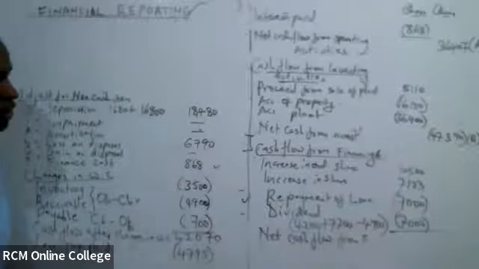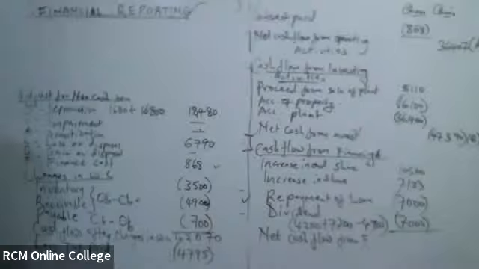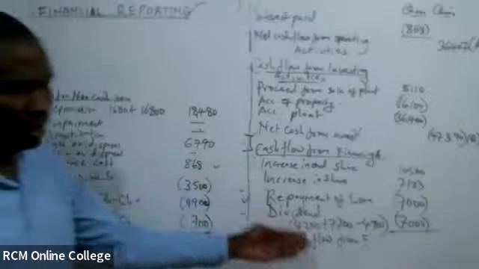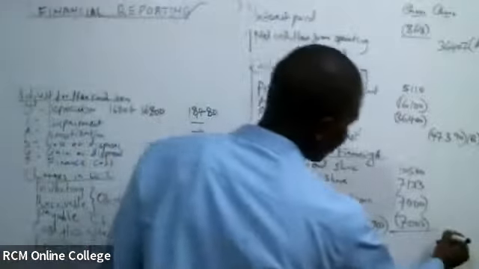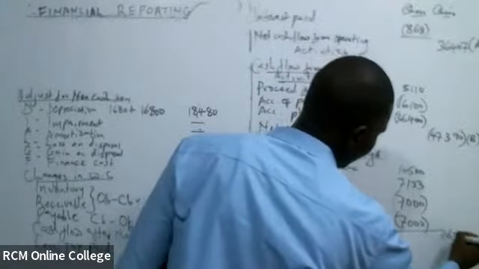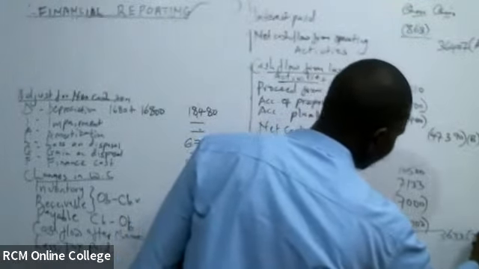Ukuwe makini sana ukiziweka. 10,500 plus 71 nini? Alafu utoe 14,000. Haiwezi kuwa hiyo. 36, 33. That is our C.